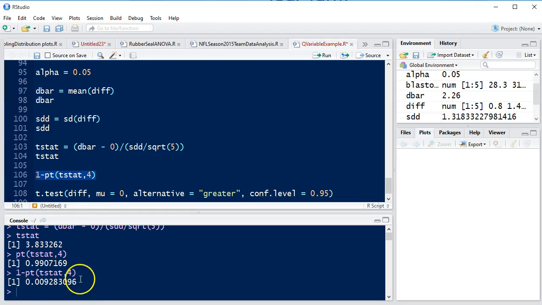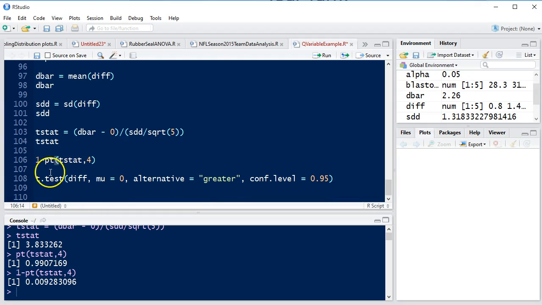So based on this p-value and our significance level of 0.05, we're going to reject the null hypothesis. And that's because our p-value is smaller than our significance level. This is a very small p-value actually. And so we could even say that there's convincing evidence that the Blastobike reduced times or that the average is greater than 0.